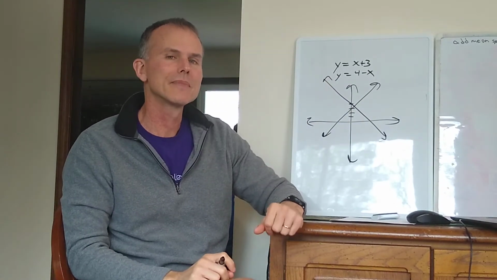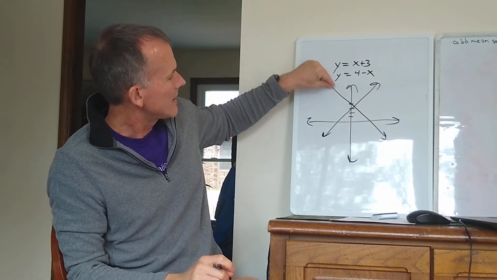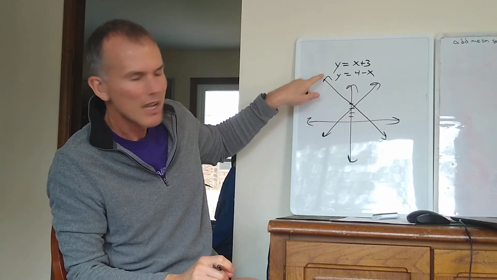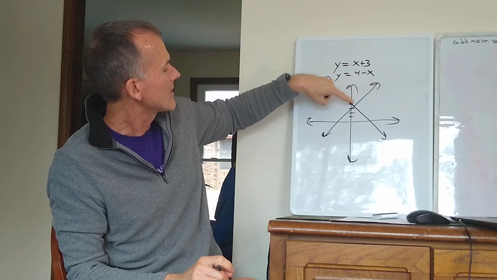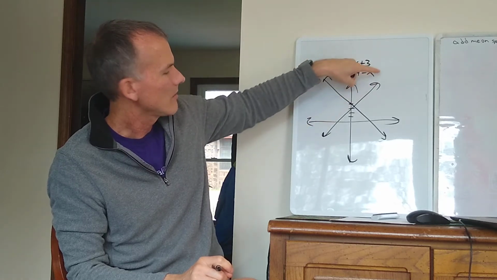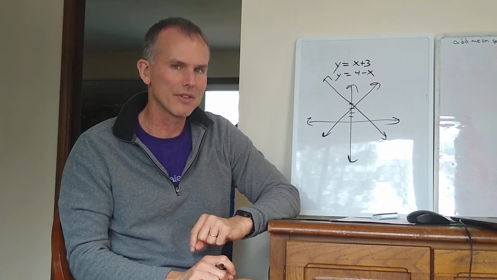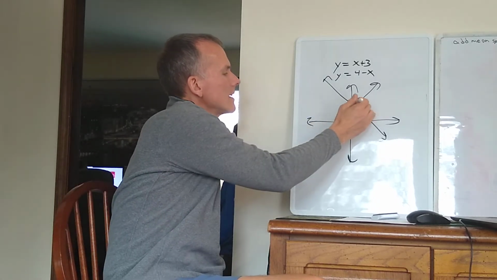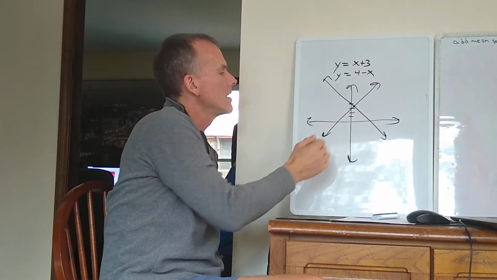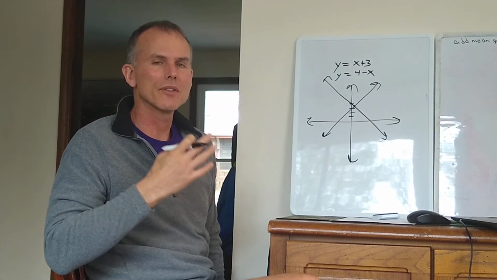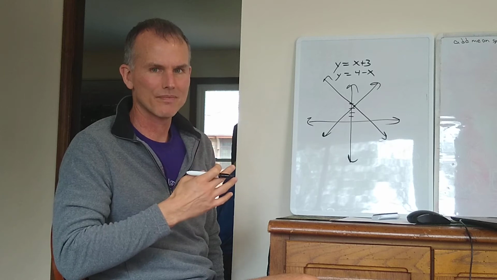All right. There are an infinite number of points on this line. There are an infinite number of points on this line. But there's only one point that's on both of those lines. And of course, it comes at the intersection point. And that point right there, that is what's called the solution to the system.